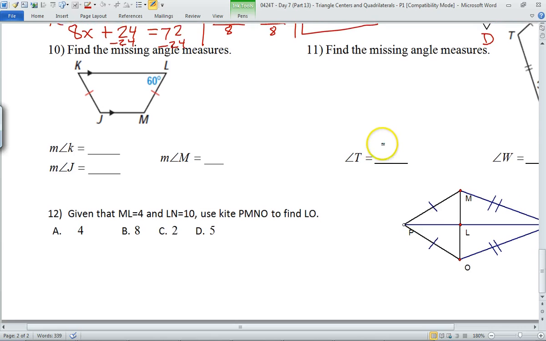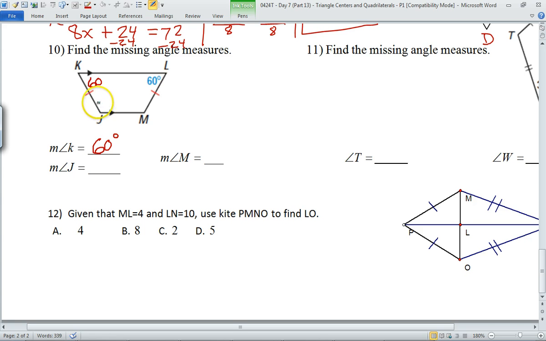Okay? Look at number 10. Find the missing angles. Based on the markings, we see that this is an isosceles trapezoid. That means these angles should be the same. So what's the measure of angle K over here? 60. That should be 60. Okay? They should be the same. See the symmetry, the balance? The left and the right should be the same. So angle K is 60 degrees.